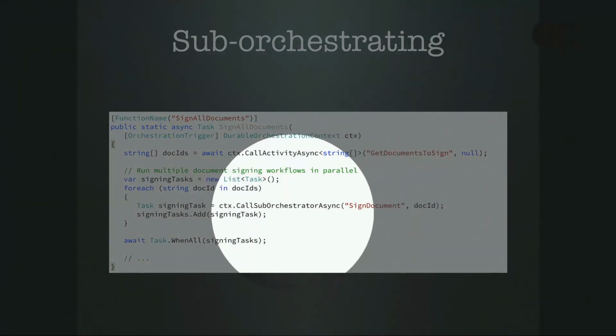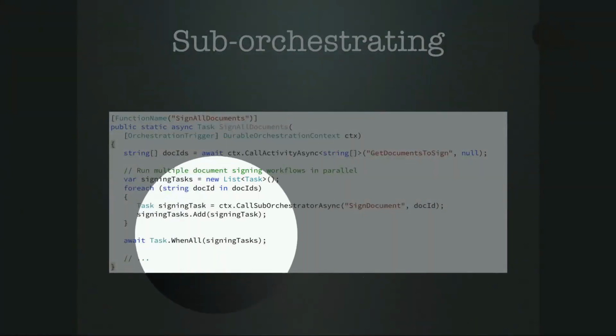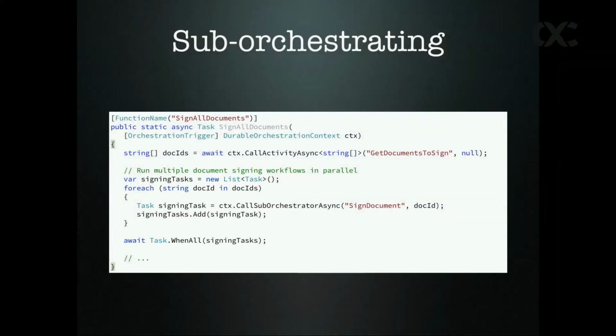And then we just start with call sub-orchestrator async. It's like calling an activity. And then that orchestration is beneath my orchestration. And of course, all of them need to complete. And finally, you just await them, like all other tasks.